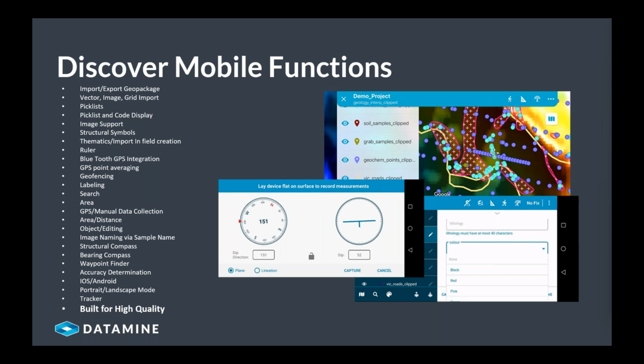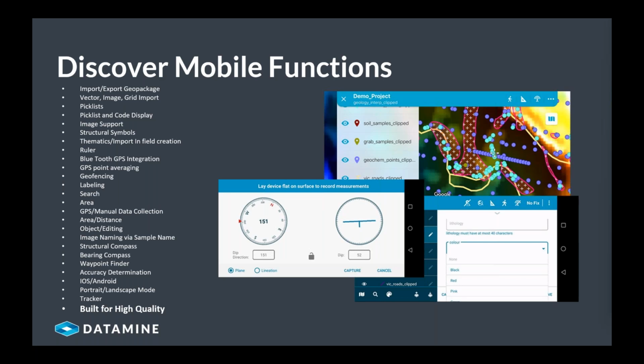Now we're getting into the stuff that's really geological specific. It's got image naming via sample name. Say I've got a sample called James001, I can select the sample ID field as the photo ID field, and then it will give the photos you take the name JM001. So you'll always know that's the image name. If it gets lost in your system, you still know it's JM001. It's got a structure compass, which was shown.